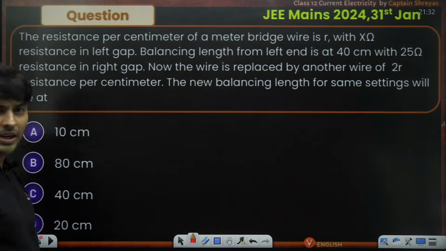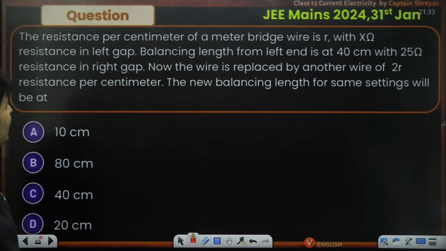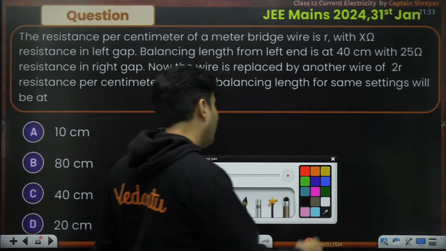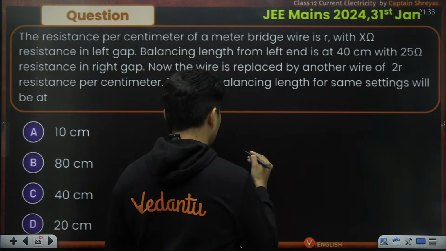First is a PYQ, which is very good. Resistance per centimeter of a bridge is R, with X resistance in the left. Balancing length is 40 with 25 in the right gap. Now the wire is replaced by another wire of 2R resistance per centimeter. The balancing length for the same settings will be? A lot of people made many mistakes in this question. Let me tell you that.